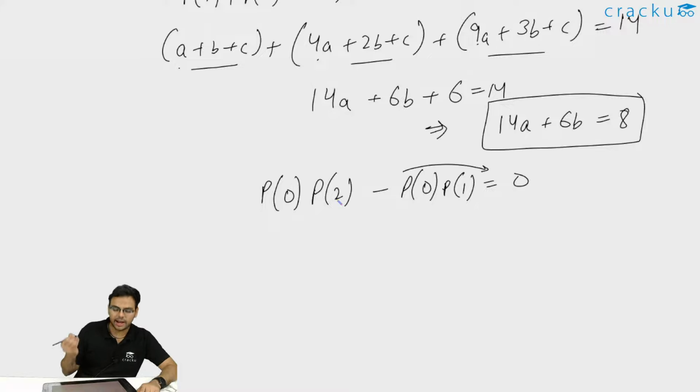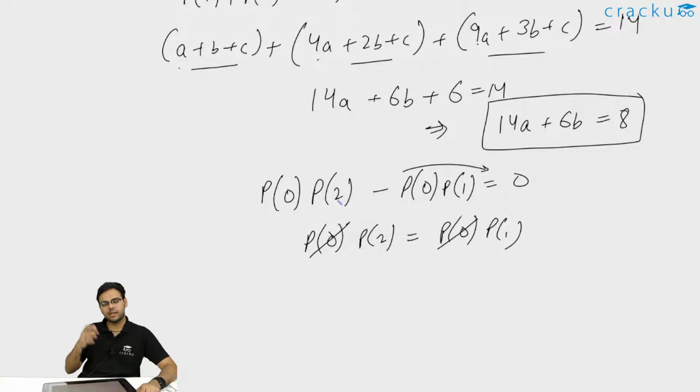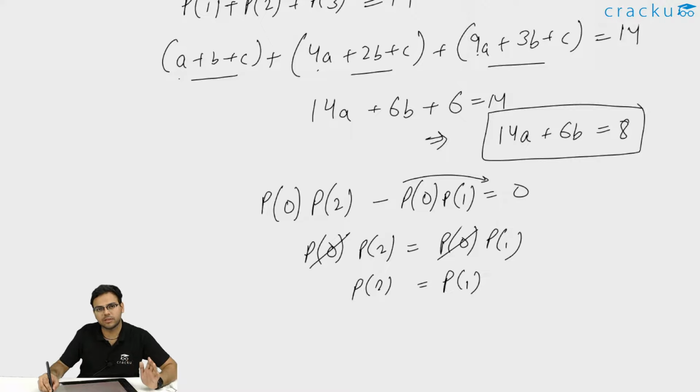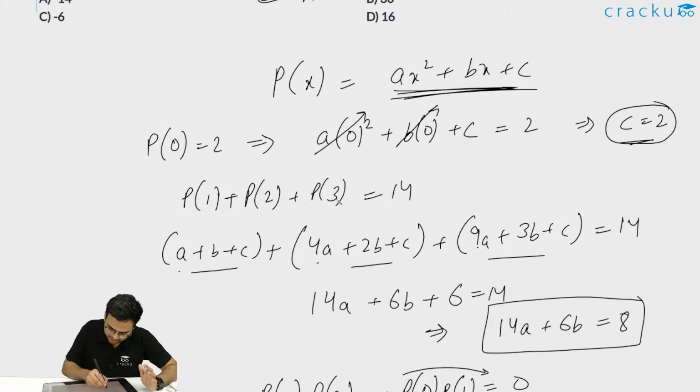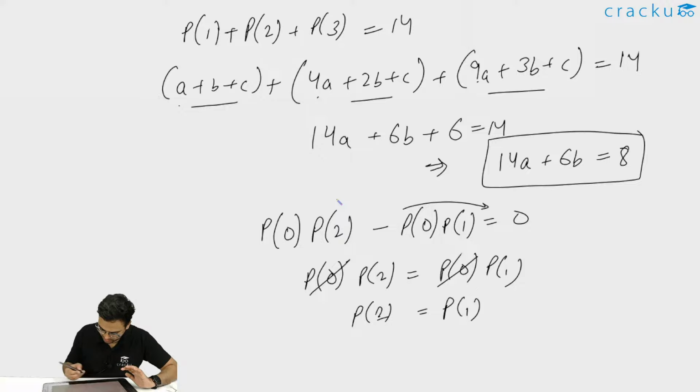I'll take this on the right hand side. So this will be P(0)·P(2) is equal to P(0)·P(1). Now this P(0) and P(0) will be cancelled because it is not equal to 0, it is equal to 2, so it can directly be cancelled. So it is given that P(2) will be equal to P(1). So if I put x equal to 1 and x equal to 2 in this equation, the values will be the same. As per the determinant case, P(2) will be equal to P(1).